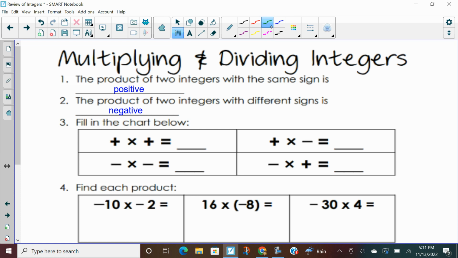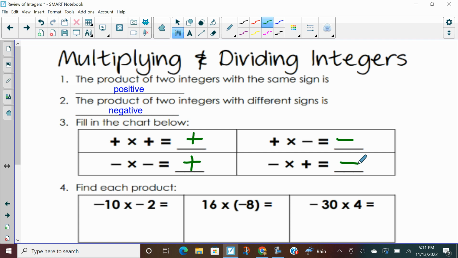a positive times a positive is going to give me a positive. Positive times a negative is negative. Negative times a negative is a positive. And a negative times a positive is a negative. So you don't need to think about what rule you follow when you're multiplying or dividing. You multiply the numbers normally and then decide what your sign is.